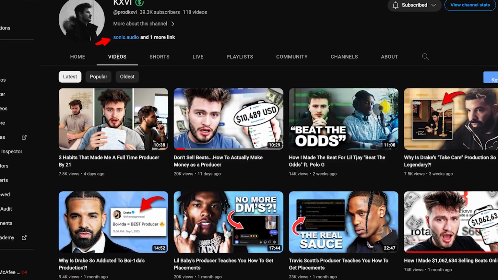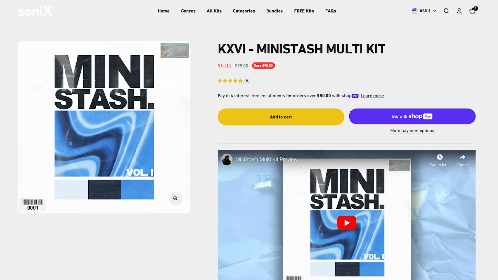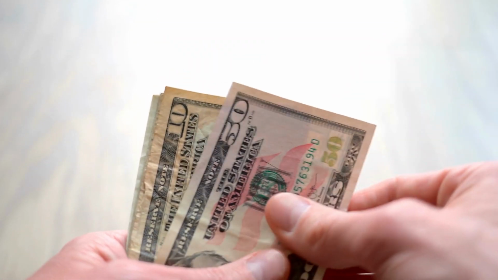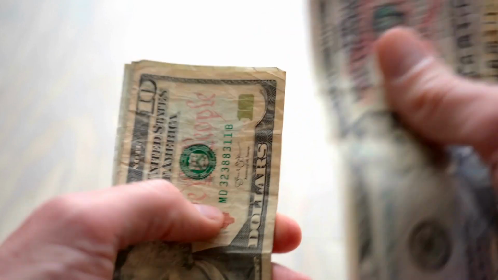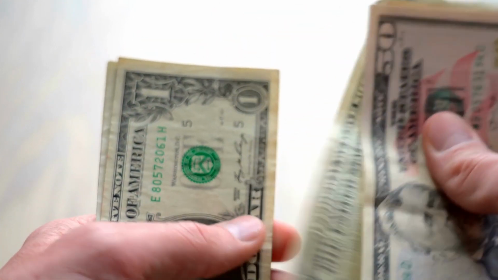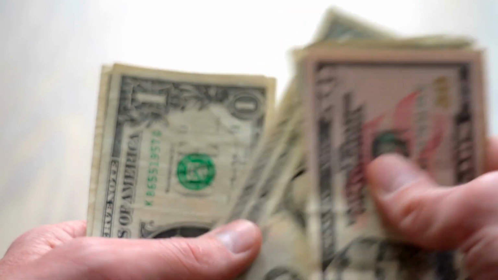Okay, so now let's switch to selling kits, because with selling kits, there's a little bit more, let's say, functionality you can have. So Kavi, who has Sonics Audio, last year created a $5 mini stash pack. The plan here was to create a kit that would be a no-brainer for $5. This kit really wasn't meant to generate a ton of money, but the whole point was to get people in the door and experience the quality of sound, so that they would then go from a $5 kit to maybe a $40 kit.